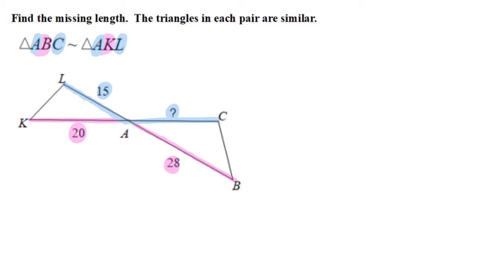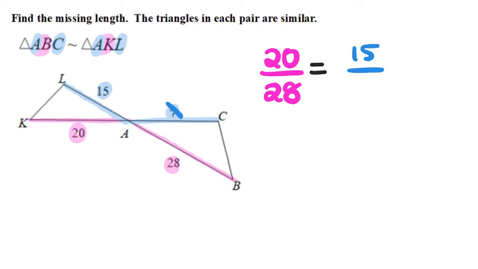So I could set up my proportion. So I have 20 over 28 is equal to the 15 over, and again, instead of calling this a question mark, I'm going to call it an X.